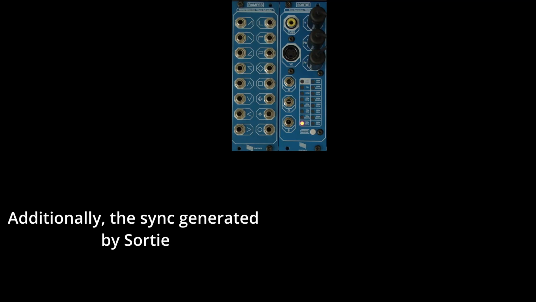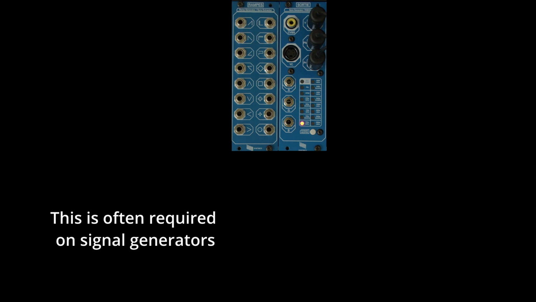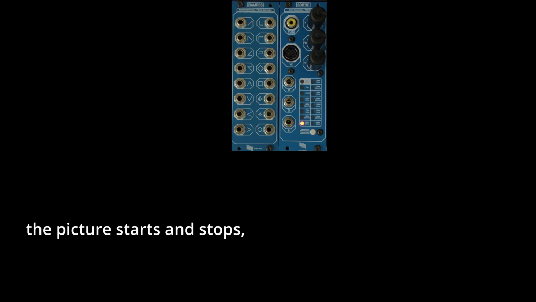Additionally, the sync generated by Sortie will also be made available on a rear RCA socket, so other modules can share the same reference. This is often required on signal generator like HAMP, as it needs a reference of where the frame or line of the picture starts and stops to generate the vertical, horizontal ramps or 2D shapes.